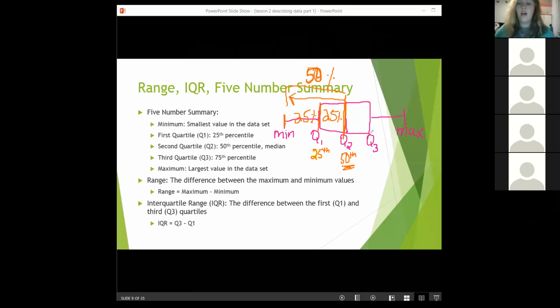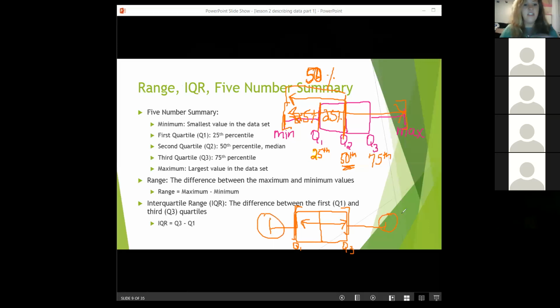Q3 is the 75th percentile, and you guys probably get the idea. Our range is just our max minus the minimum. So that's everything from here to here. Our range is all this in here. I'm going to draw a different box for the IQR. Our IQR is just going to be the range, but your minimum is going to be Q1 and your maximum is going to be Q3. So you're looking for the range in between these two. It's still a range, it just cuts off at Q1 and Q3 instead of the min and the max. That's the only difference.